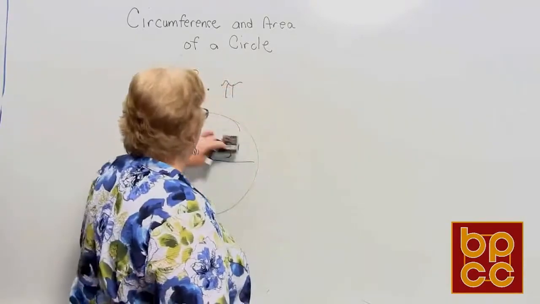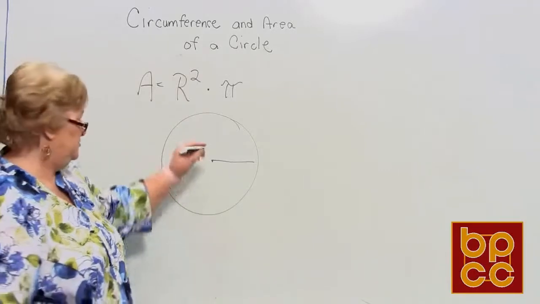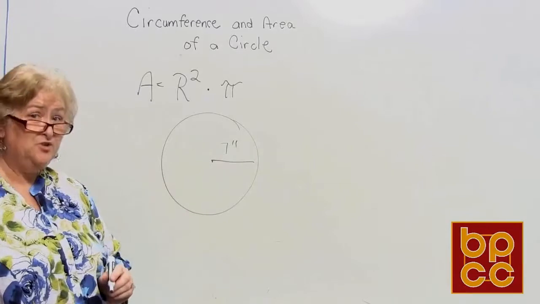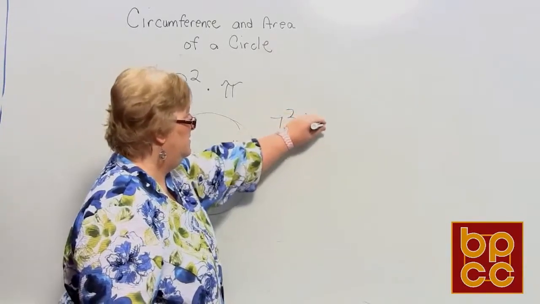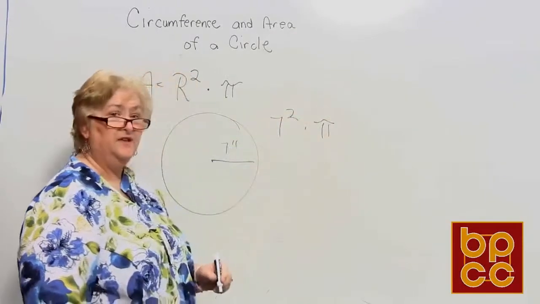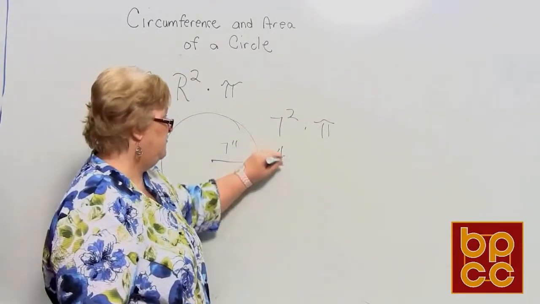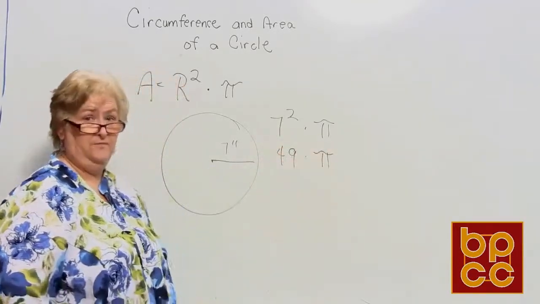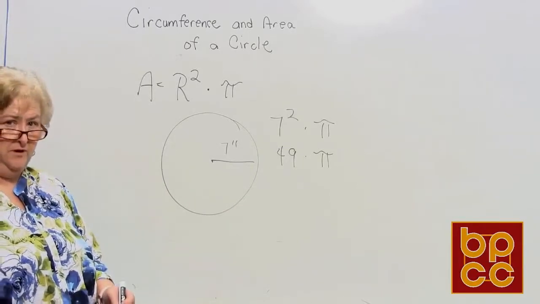What if we had, let's just say the radius is 7 inches. Okay? 7 inches. Now I'll need radius squared, right? So that's going to be 7 squared times pi. And 7 squared, don't multiply by 2, 7 squared, 49 times 3.14. I'll let you work that out yourself, but you know the direction that we're going here, okay?